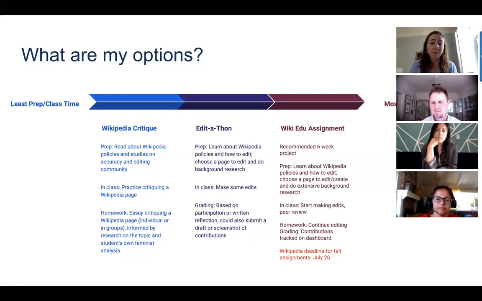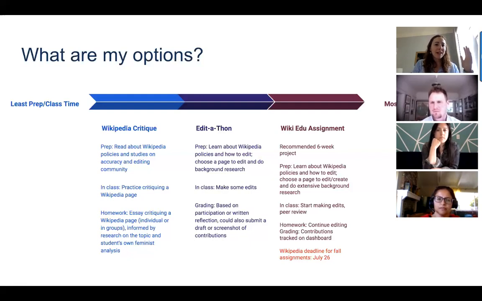And then in terms of grading, you might just need to grade based on participation or some kind of written reflection, or students could submit a draft of the edit they were going to make, or a screenshot of the edit they made. But often these edits will get rolled back by a Wikipedia editor if they don't think your contribution was notable enough or lacked sufficient citation. So you do need students to really document what they did on the page, because it could disappear.